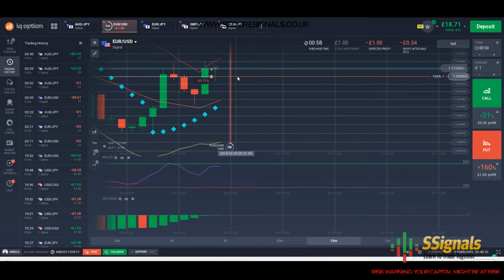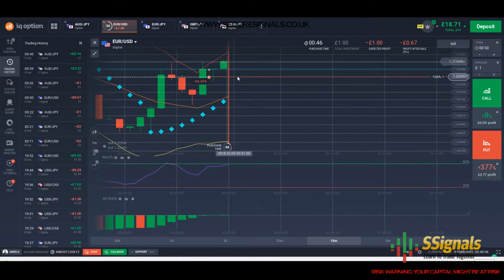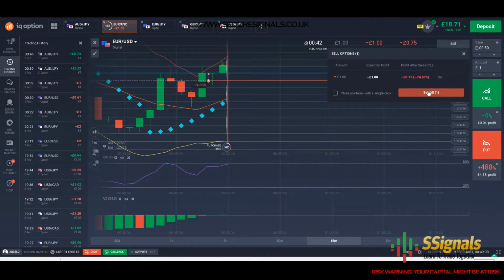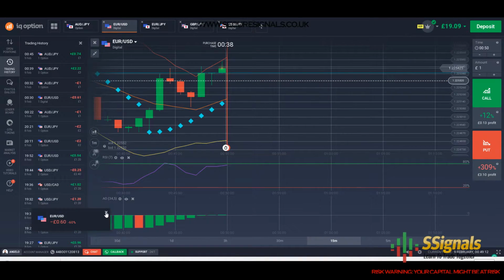Okay, so price has reversed back up. Price hasn't done what we wanted, so we're just going to close it early. So wait, little retracement, 60p, I've sold it at 60p. So, just sold it.